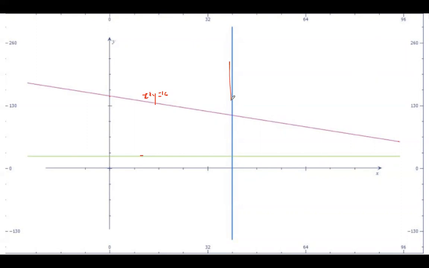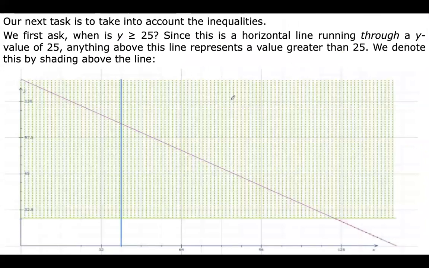Now let's deal with inequalities. Our next task is to take into account the inequalities. We first ask, when is Y greater than equal to 25? This is our condition, right? That Y should be greater than equal to 25. So here, this is our Y constraint line. So it will be always greater than 25. This is how we'll represent. Any value greater than 25 will fulfill this constraint equation, Y greater than equal to 25, equal to on this line and greater than above the line. So this is how we represent, and we can shade the area for clarification.